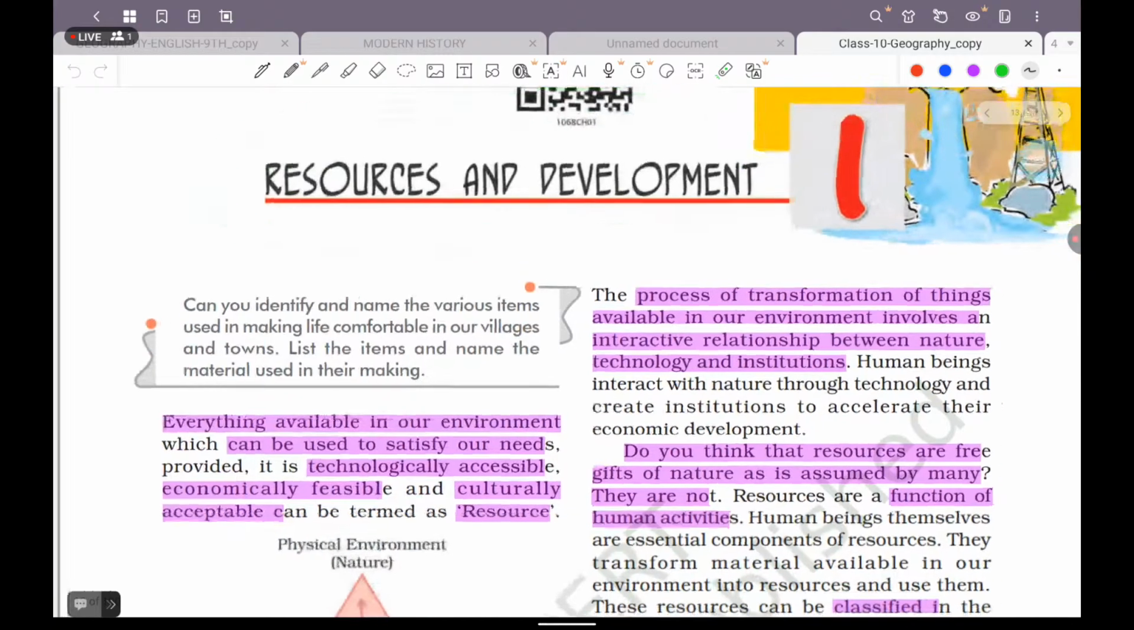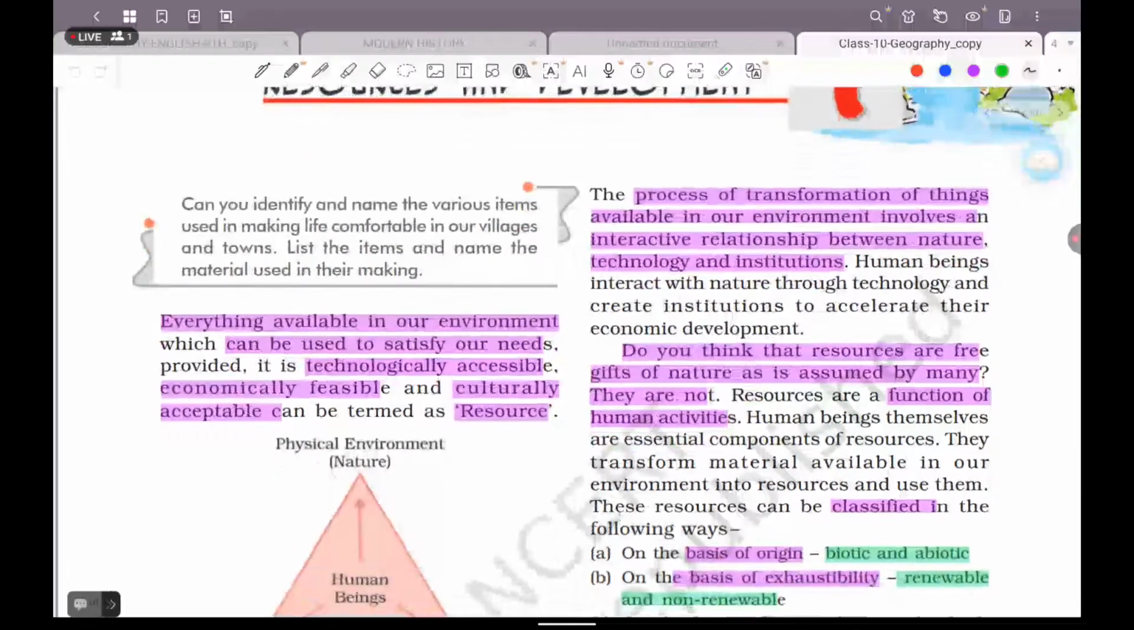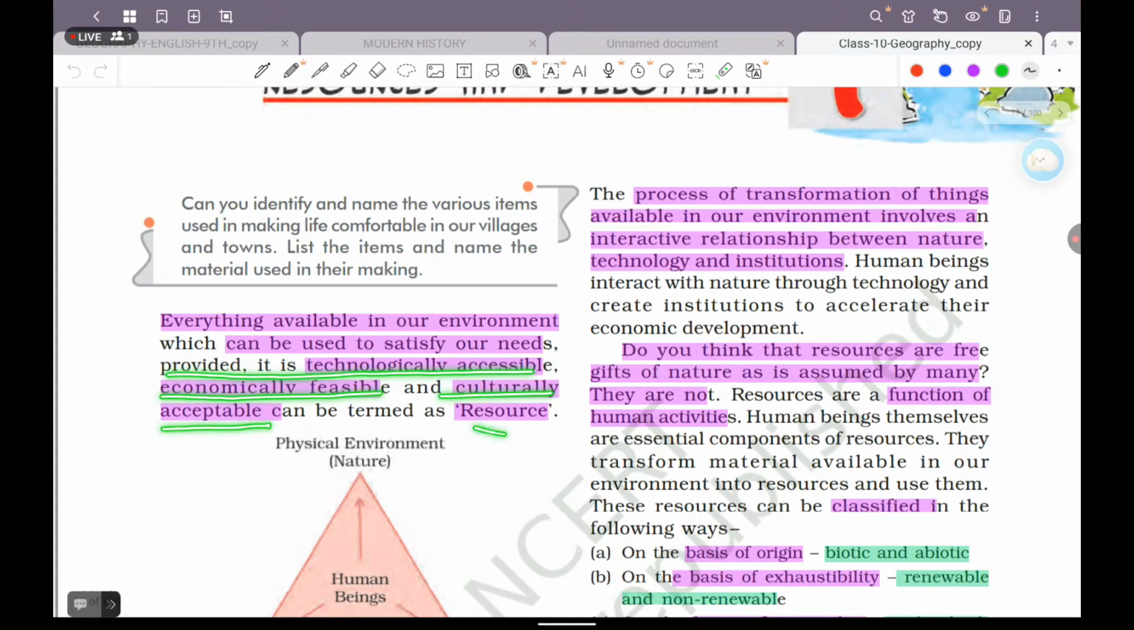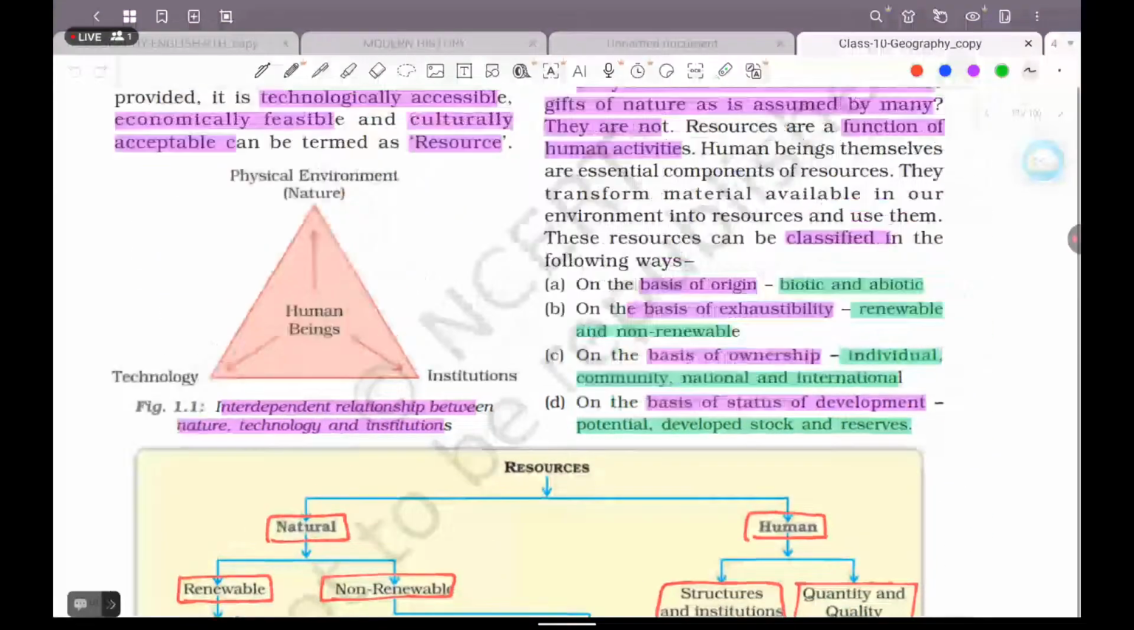Here it is given that everything available in our environment which can be used to satisfy our needs, provided it is technologically accessible, economically feasible, and culturally acceptable, is termed a resource. It means that anything which is available in the environment, if it is economically affordable, culturally acceptable and technologically accessible, that thing is a resource.